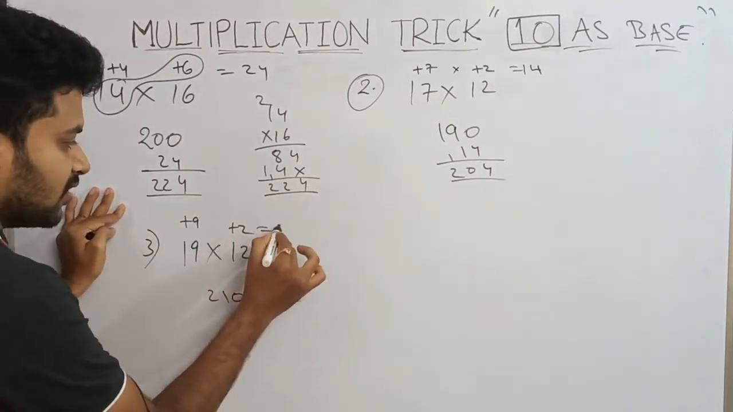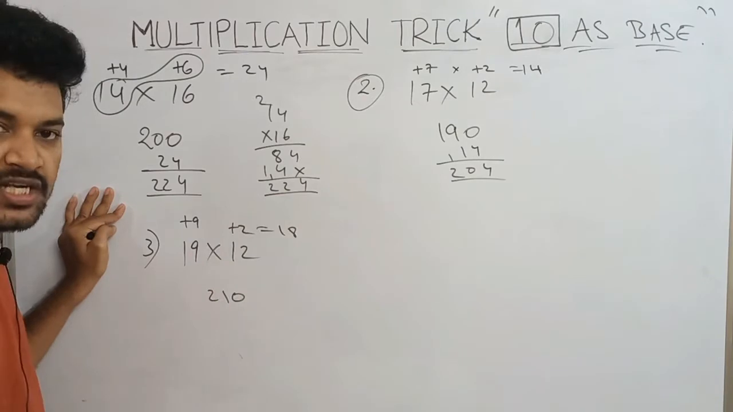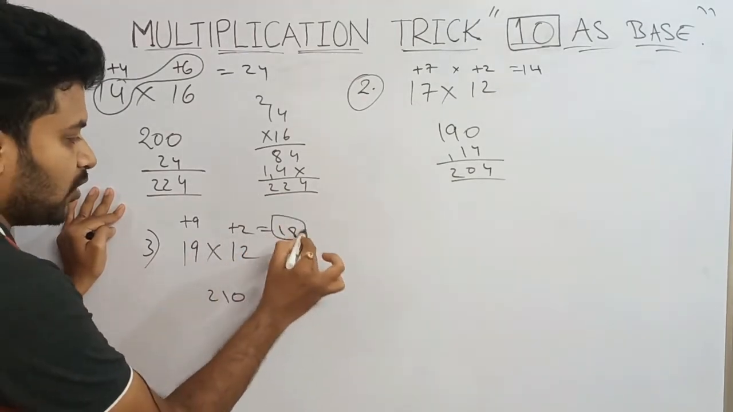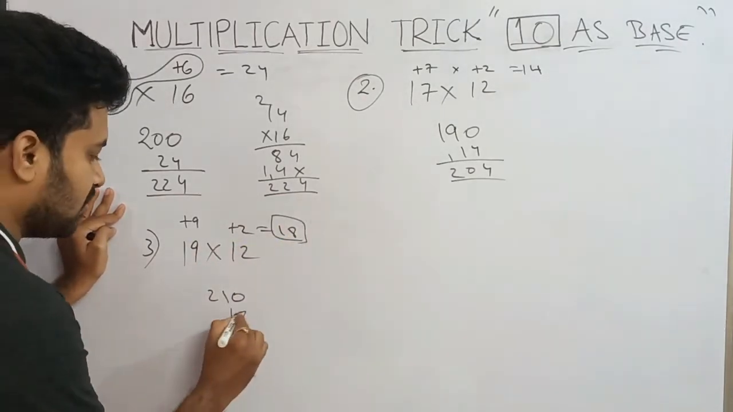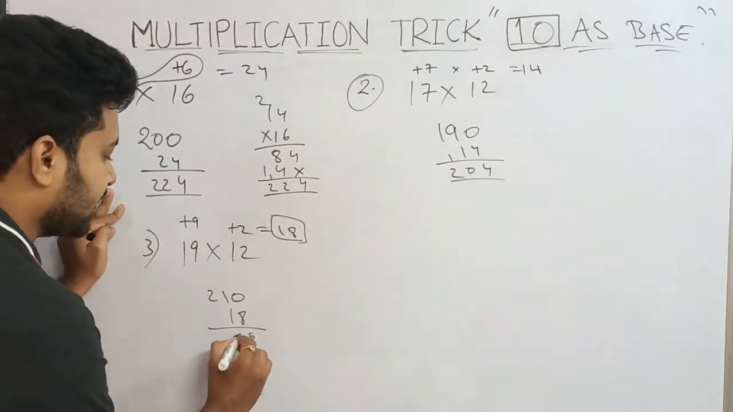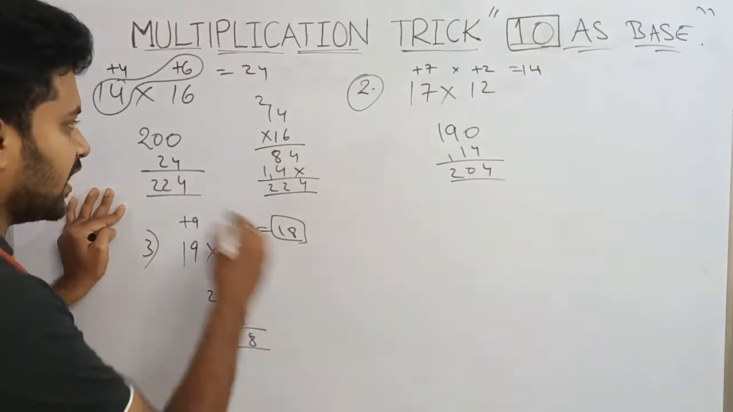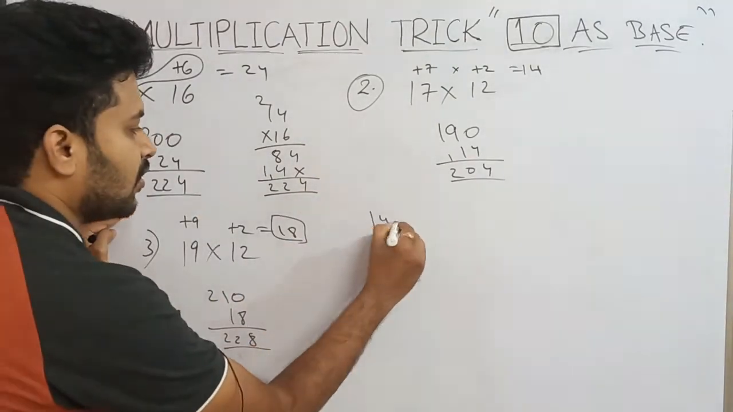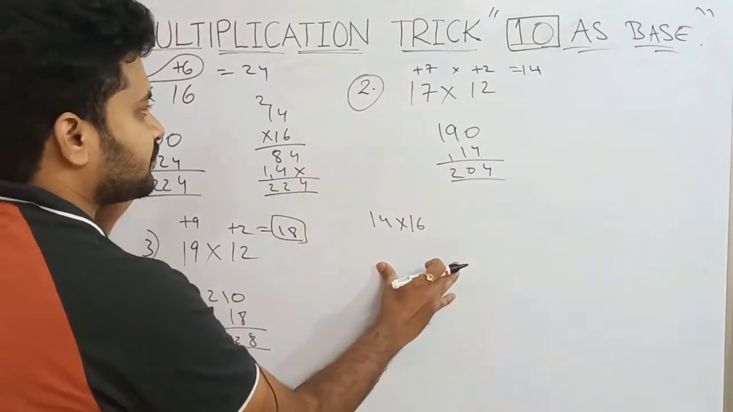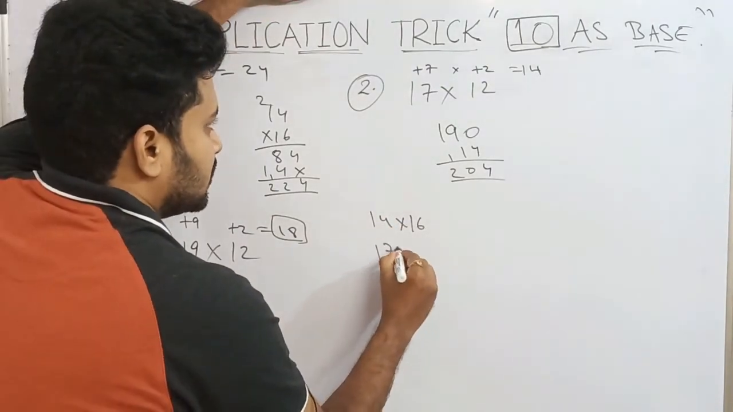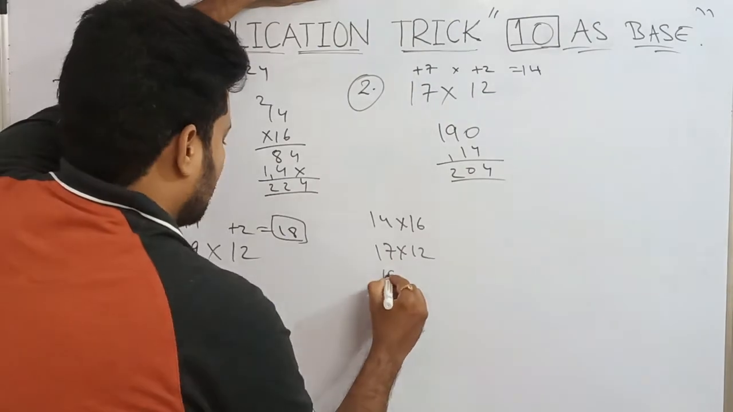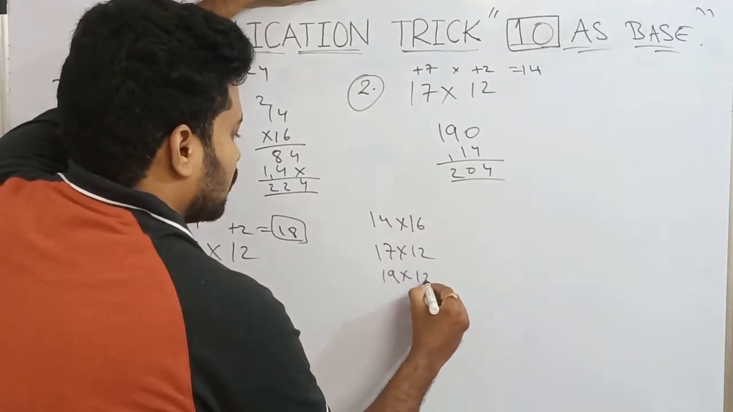And 9 2s are 18. If you keep the multiplication symbol it's fine, but you should think about this multiplication. 18. So 8 and 2. The same examples I am writing here: 14 into 16, 17 into 12, 19 into 12.